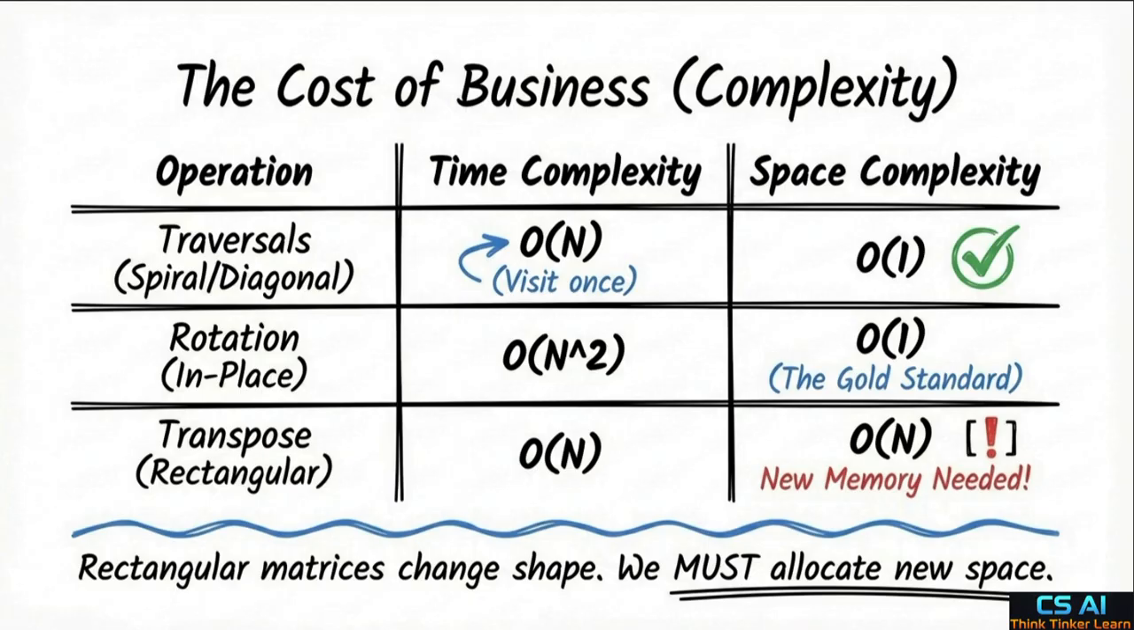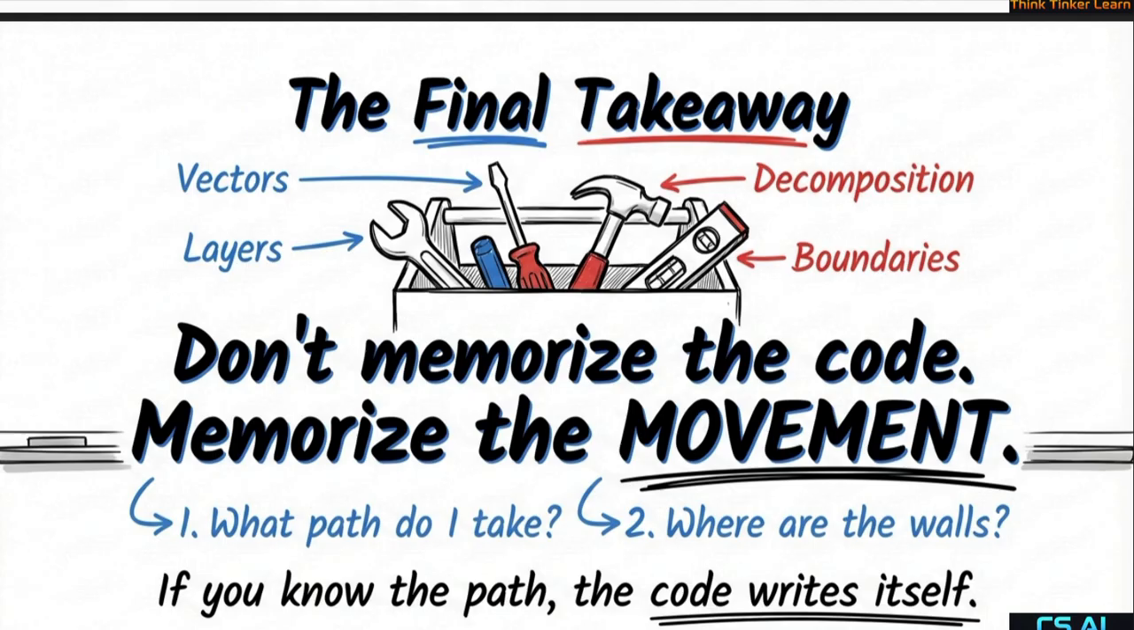Transpose. For a square matrix, it is O(1) space. However, for a rectangular matrix, the shape changes. A 2 by 3 becomes a 3 by 2. In this case, you must allocate new memory. You can't fit a 3-unit wide row into a 2-unit wide space. Understanding when you are forced to use extra memory is a sign of engineering maturity. Don't promise O(1) space for rectangular transpose. It's physically impossible.